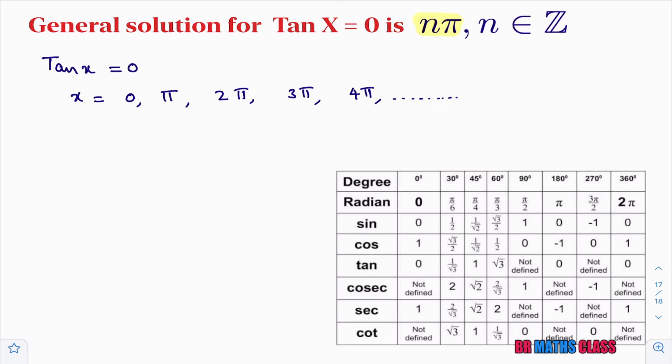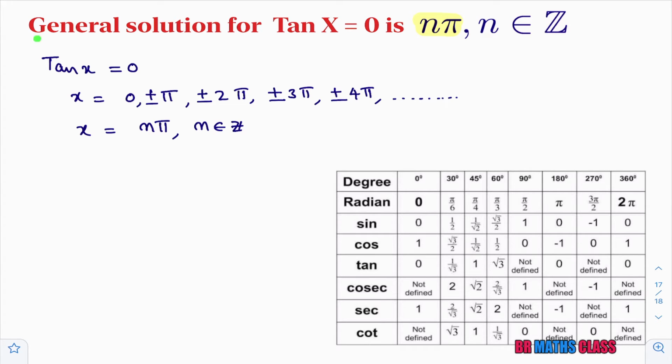What are all these? These are the solutions of the trigonometric equation tan x equal to 0. Pi is a solution of this trigonometric equation. Not only pi, minus pi is also a solution of the trigonometric equation tan x equal to 0. So you observe 1 into pi, 2 into pi, 3 into pi, 4 into pi. By seeing all these solutions, you generalize what is the general solution. General solution is n pi, where n is an integer.